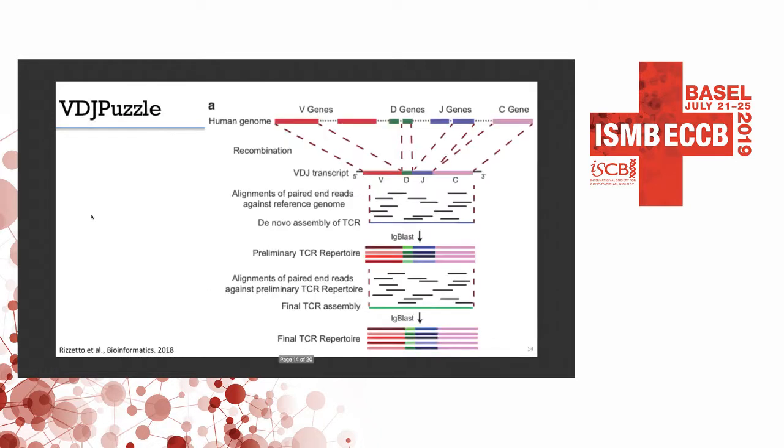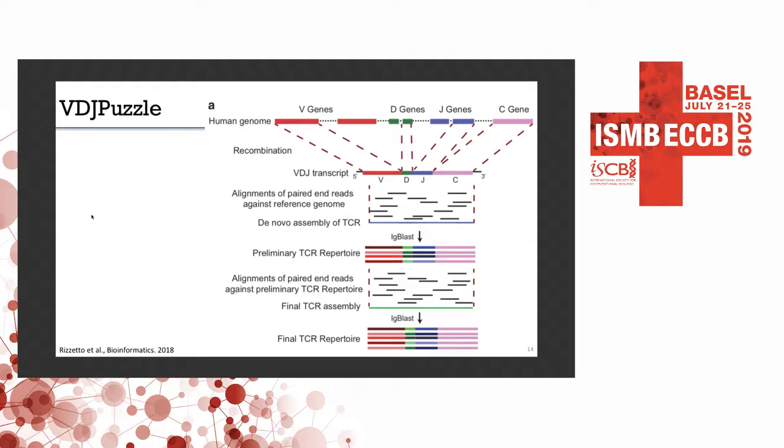Okay. The second method to do this is called VDJPuzzle. And so it's pretty similar. Again, they're going to align reads against the reference genomes, but they're not creating a combinatorial reference. They're actually just aligning directly to each of these separately. And they'll do a de novo assembly of the whole TCR contig.